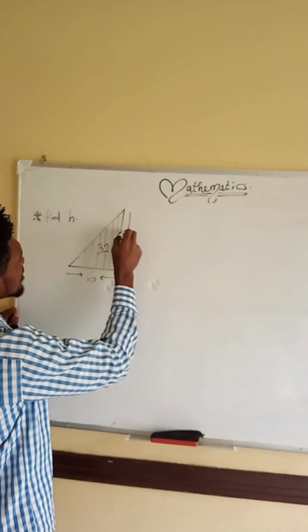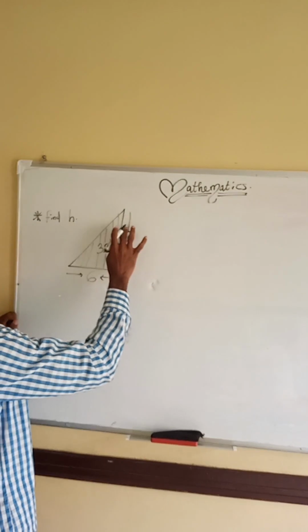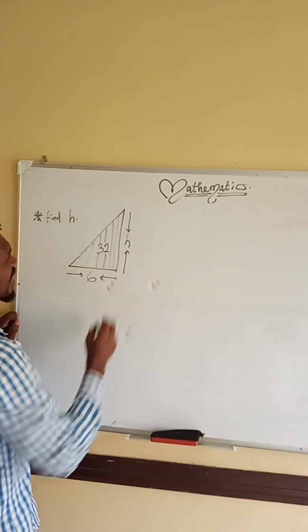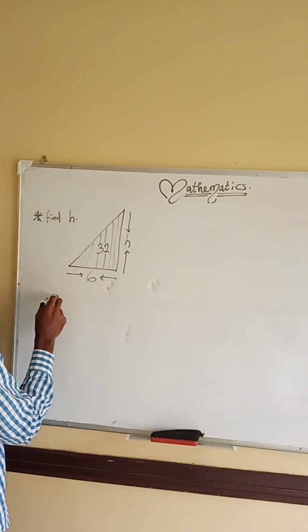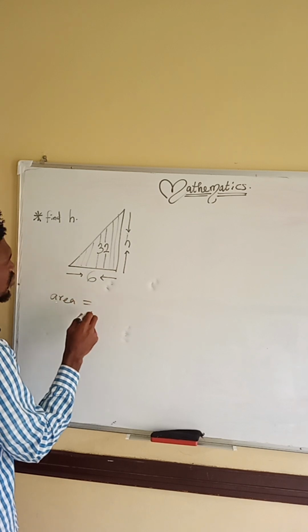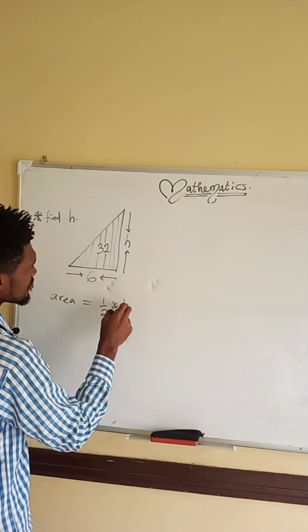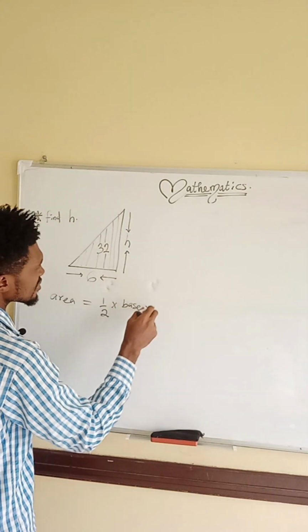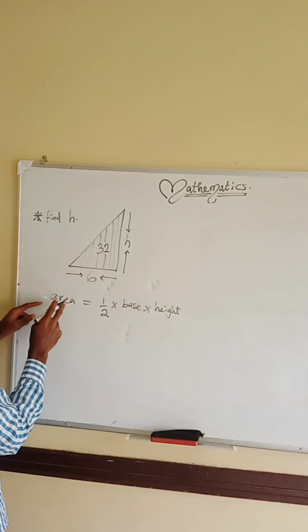And the height is h, and we're being asked to find h. We are being given the area. The area of a right angle triangle is equal to half times base times height. But we are being given the area already.